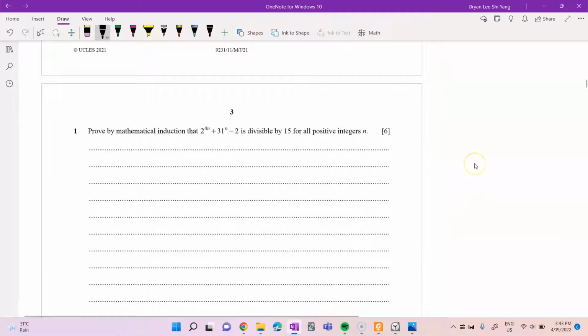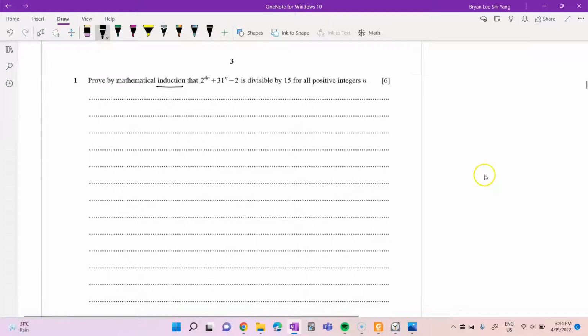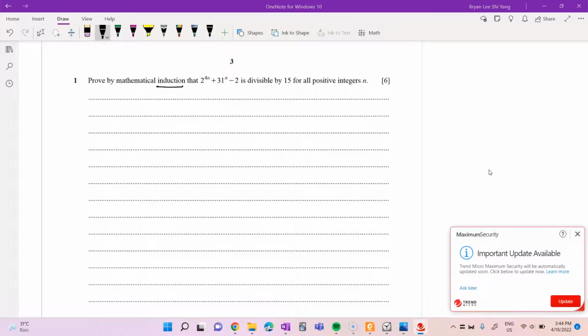Okay, so for the first question here, what we need to do is induction. Here we have: prove by mathematical induction that 2 to the 4n power plus 31n minus 2 is divisible by 15 for all positive integers n. So for induction, we have a fixed number of steps that we need to show. I'm not really following my school's way, but what I can show is what I learned from the textbook.